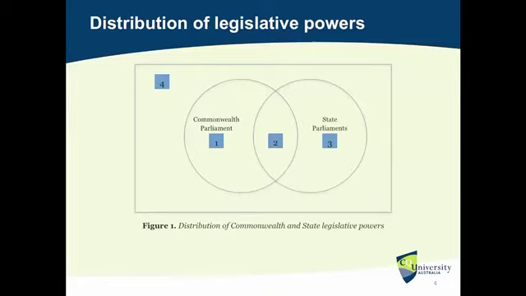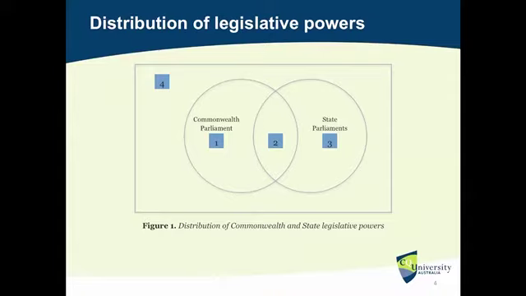We might say that as far as the distribution of legislative powers is concerned, and remember our focus here is legislative powers, there are four ways by which power would be distributed. One is powers which belong exclusively to the Commonwealth Parliament. The other is powers which belong exclusively to the states, and that would be number 3 in the figure that I'm showing in this slide.